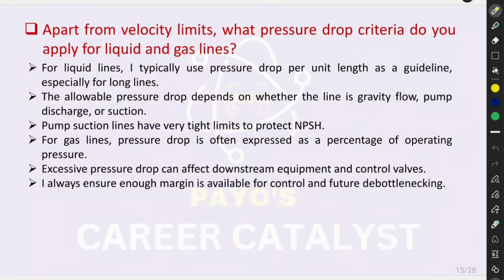Apart from velocity limits, what pressure drop criteria do you apply for liquid and gas lines? For liquid lines, I typically use pressure drop per unit length as a guideline, especially for long lines. The allowable pressure drop depends on whether the line is gravity flow, pump discharge, or suction. Pump suction lines have very tight limits to protect NPSH.